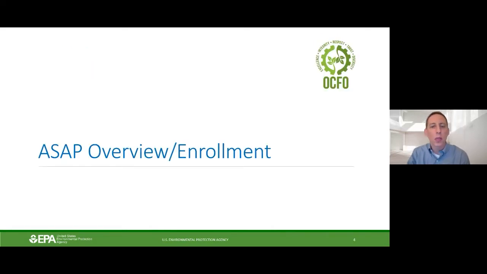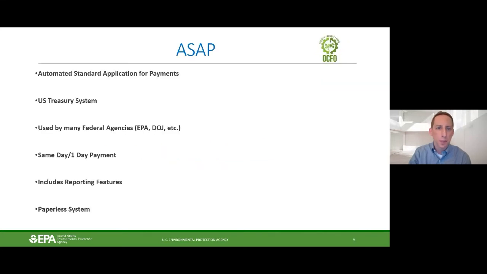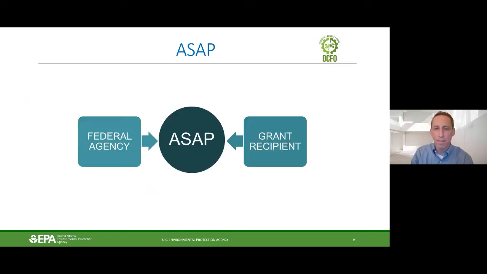First, ASAP overview and enrollment process. ASAP stands for the Automated Standard Application for Payments. It's a U.S. Treasury system, and it's used by many federal agencies, to include the EPA, DOJ, etc. One of the nice features of ASAP is same-day, one-day payment, and it also includes reporting features for recipients to use. ASAP is a paperless system.